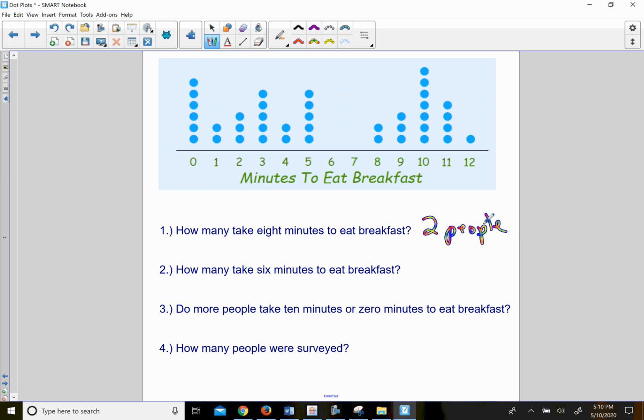How many take 6 minutes to eat breakfast? So again, I'm going to go to 6 minutes. There's no dots there. So nobody takes 6 minutes. So 0 people take 6 minutes to eat their breakfast.